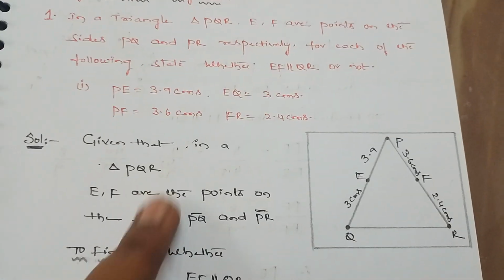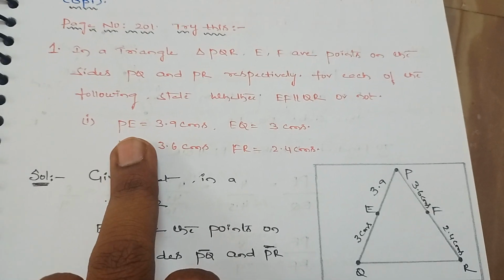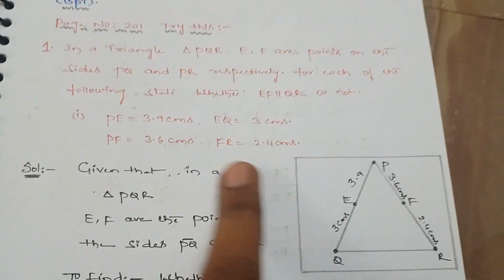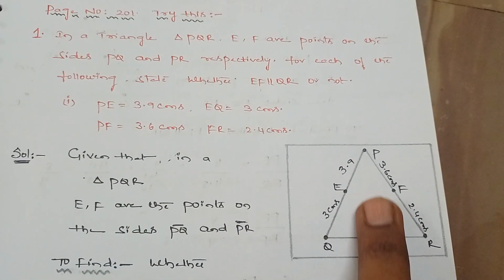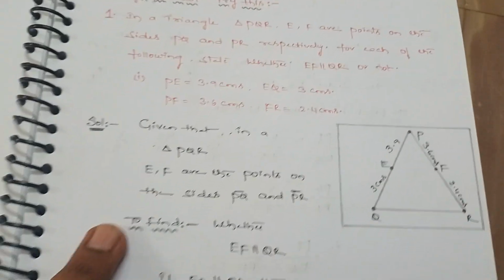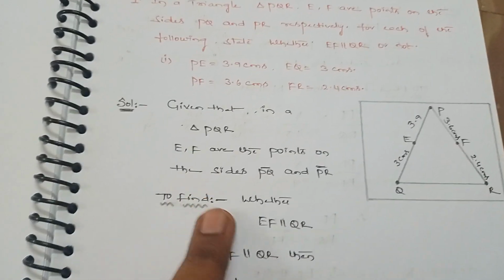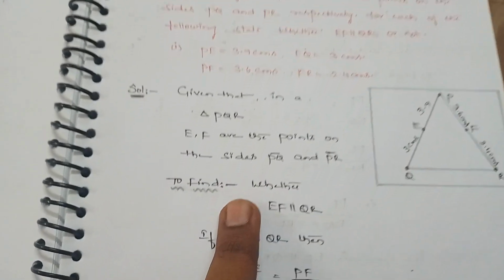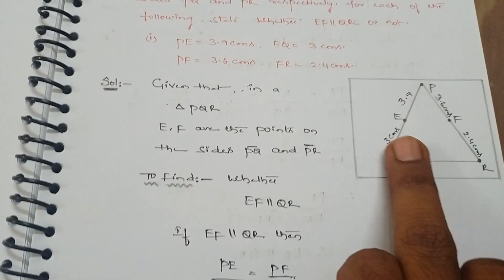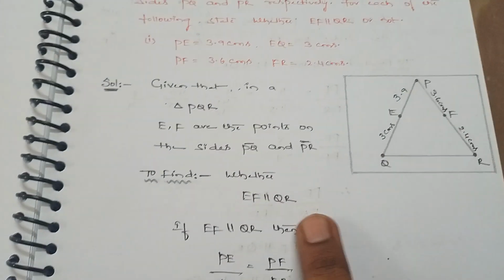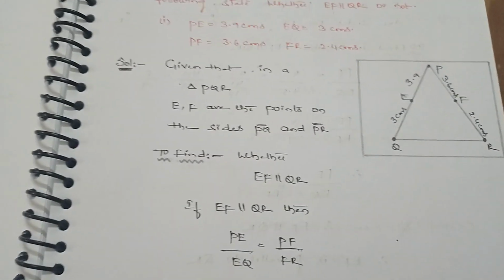Okay, we need to solve the first sum here. Based on that, draw a rough figure and mention the dimensions here. Take down the given values. We need to find whether EF is parallel to QR. EF is parallel to QR.